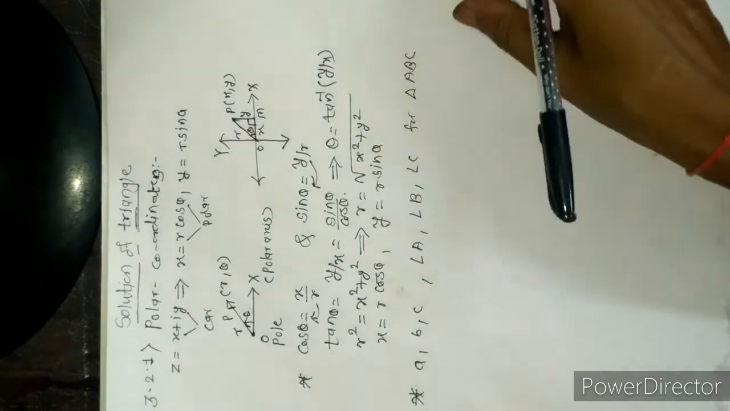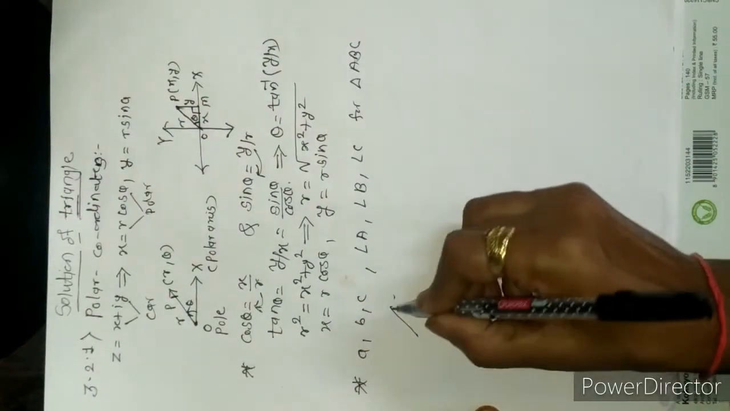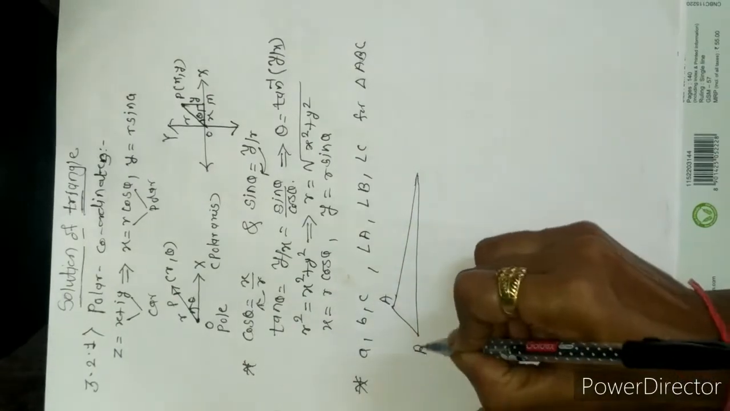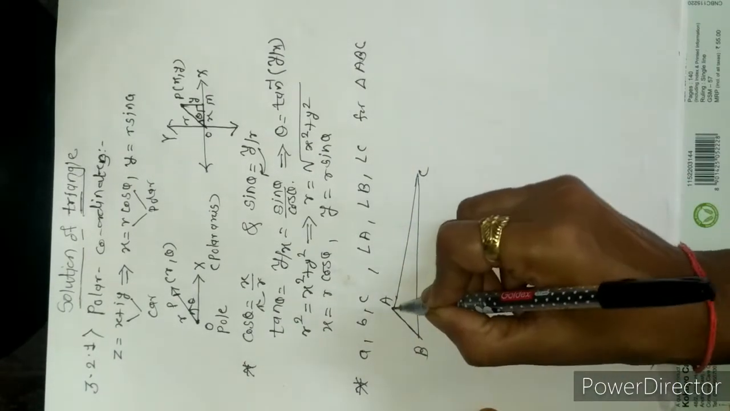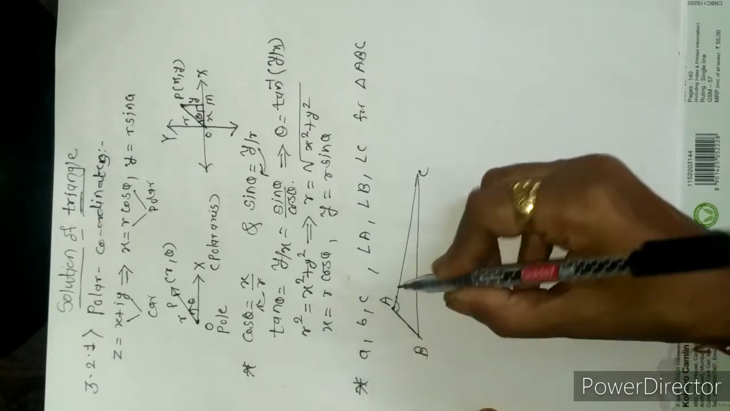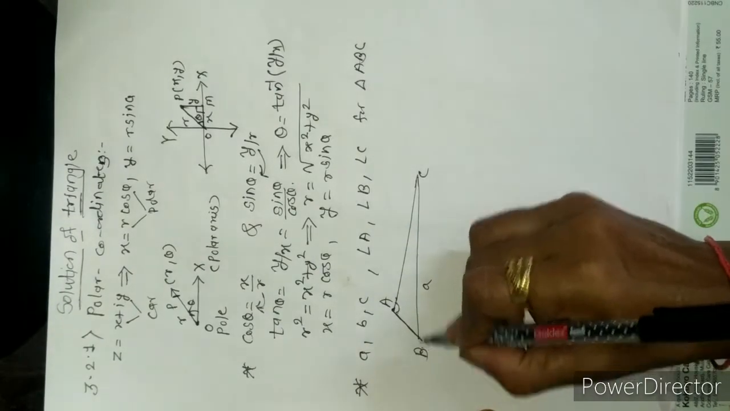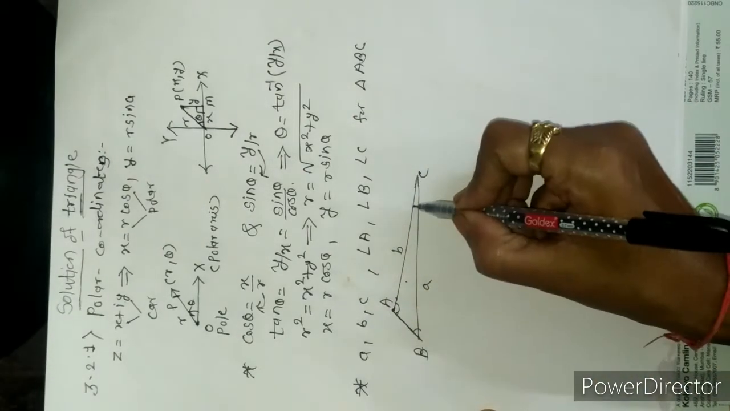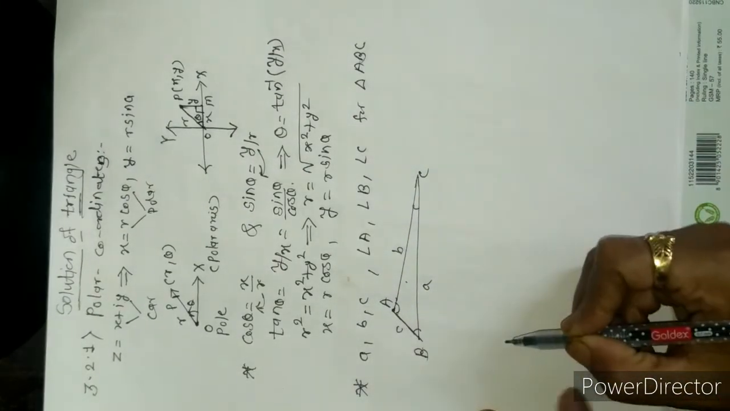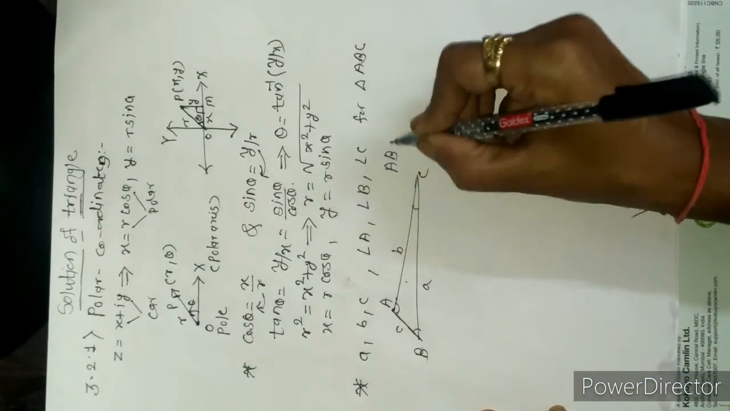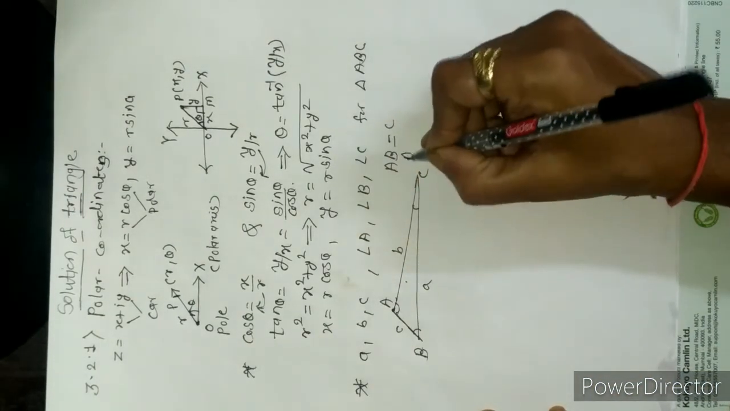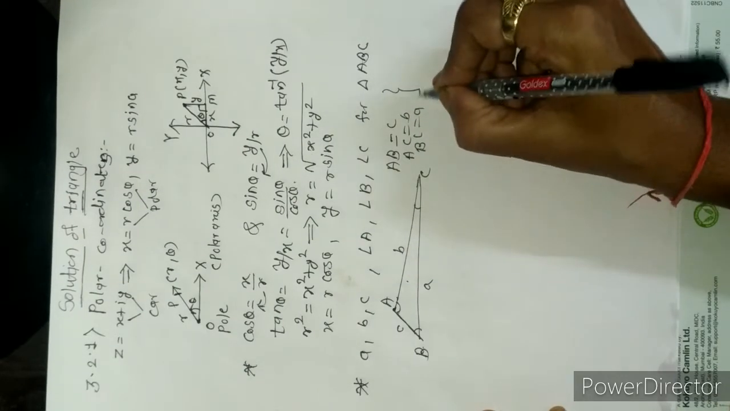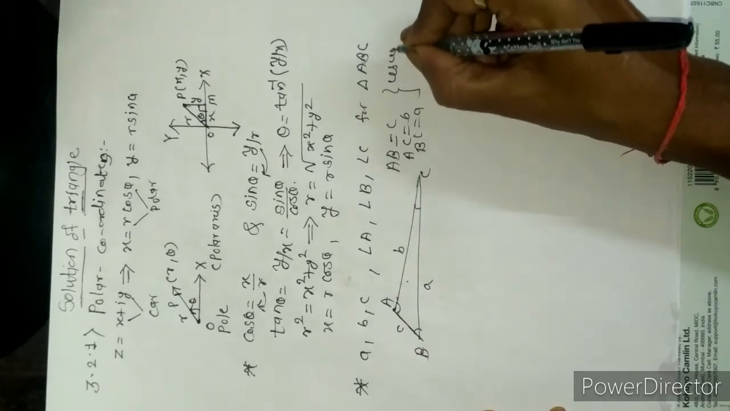Already up to 10th standard, you know that for any arbitrary triangle ABC, we take the side opposite to angle A as small a, the side opposite to angle B as small b, and the side opposite to angle C as small c. So in triangle ABC, we say that AB is equal to c, AC is equal to b, and BC is equal to a. So this is called the usual notation.